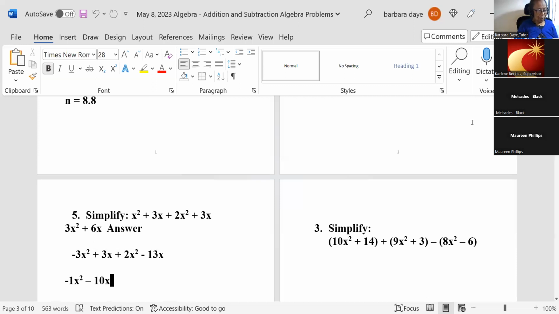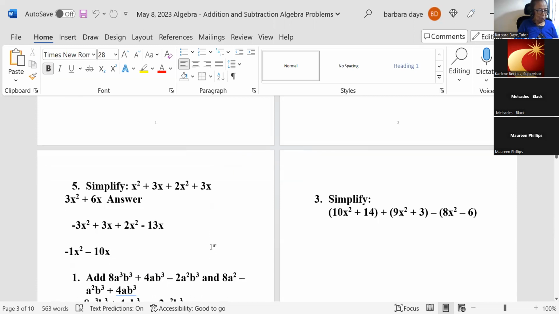Yeah. The minus 3 and the plus 2 gives you minus 1. Bigger number has a negative. And the plus 3 and minus 13, you subtract. 3 from 13 is 10. The bigger number has a minus. So minus 10x. Very good, Mercedes. You're getting it.